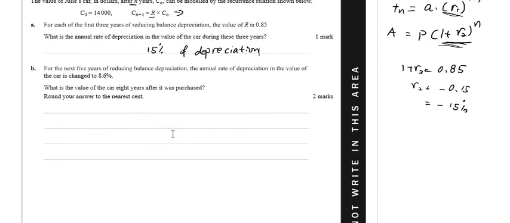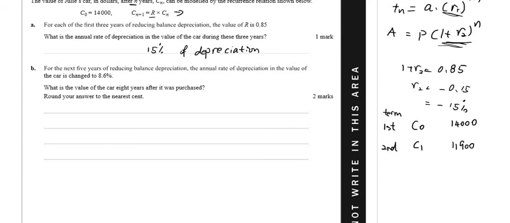Now part B. For the next 5 years, the annual rate of depreciation in the value will be changed to 8.6%. What is the value of the car 8 years after it was purchased? After 3 years, from the 4th year onward, the rate has changed. So I'm going to list out the amount of money in all 8 years, but you can do it by a shortcut that I will introduce later.